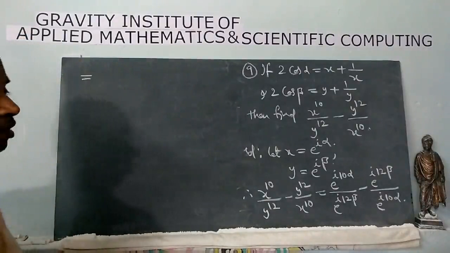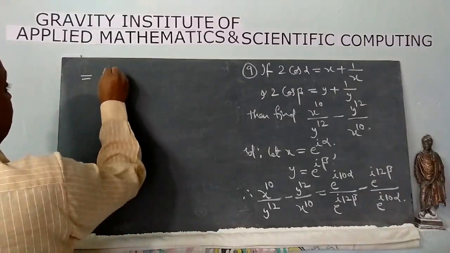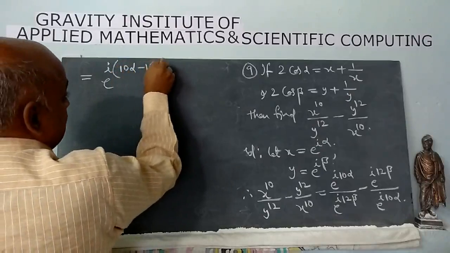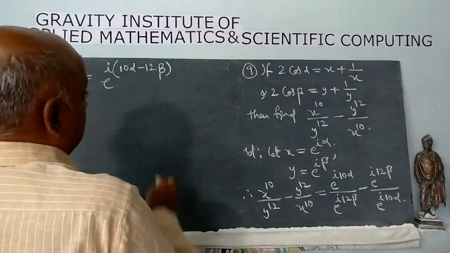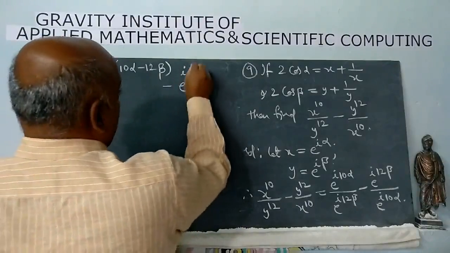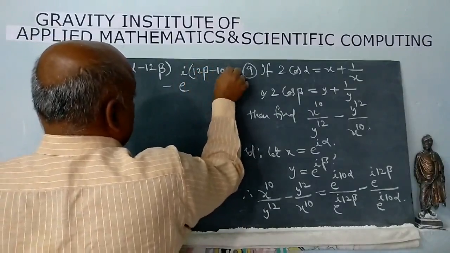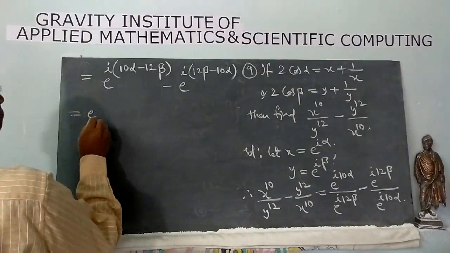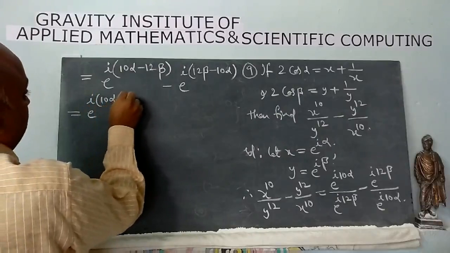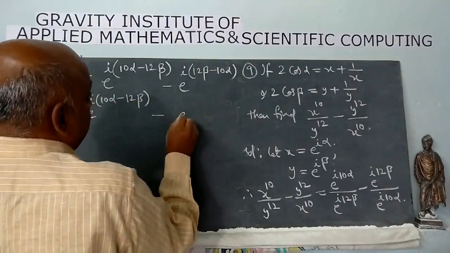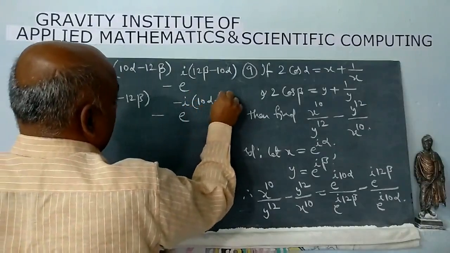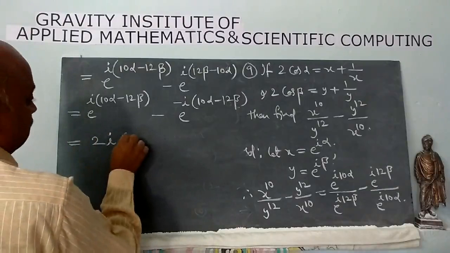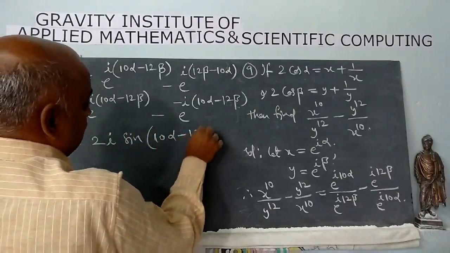So this is equal to e^(i(10α − 12β)) − e^(i(12β − 10α)). This is equal to e^(i(10α − 12β)) − e^(−i(10α − 12β)), which is equal to 2i sin(10α − 12β).